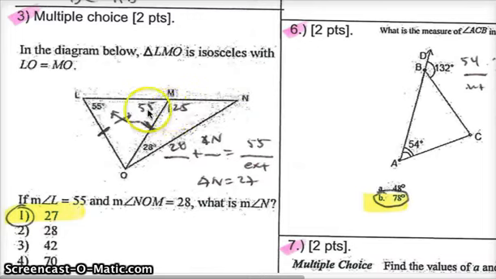Here I can do linear pair, blank plus blank equals 180, it's supplementary. The supplement of 55 is 125. And then I can just do the triangle sum theorem, 28 plus angle N plus 125 equals 180. Or in this case, I used the exterior angle theorem. 28 plus angle N will equal the exterior angle, which is 55, and you'll get 27 as your answer.